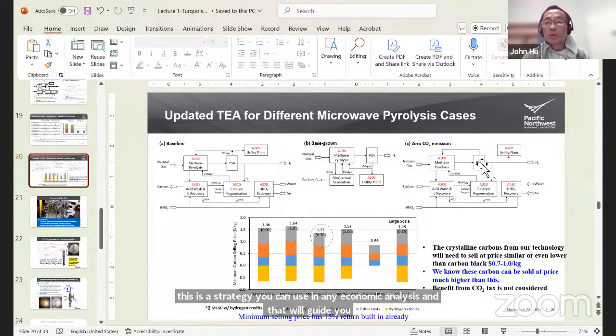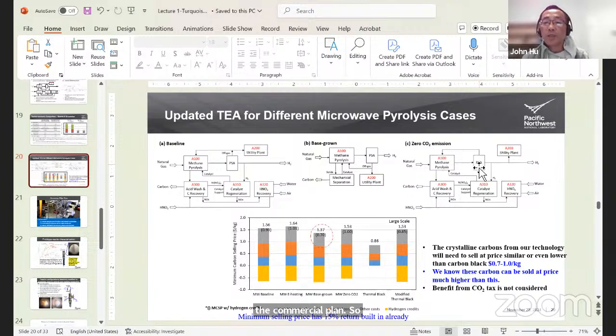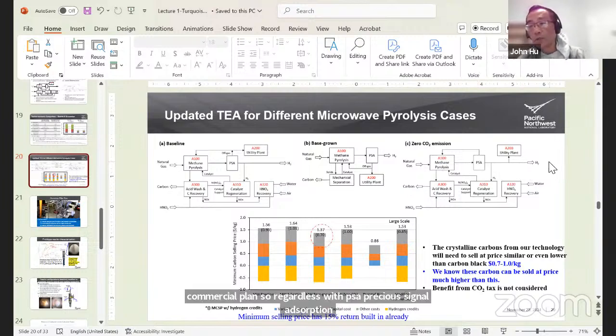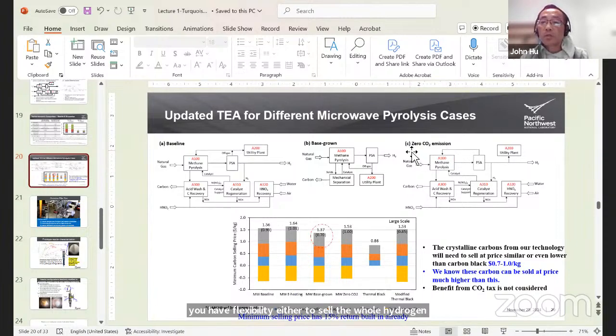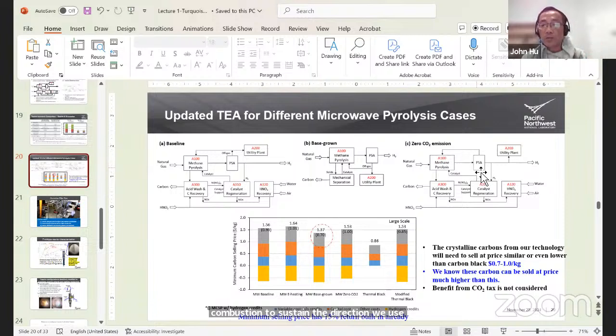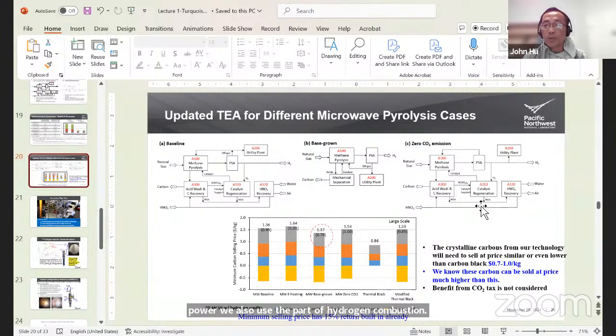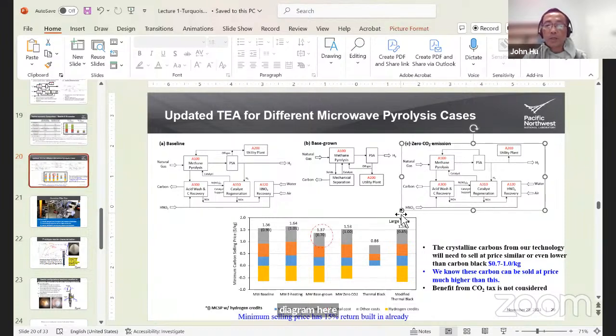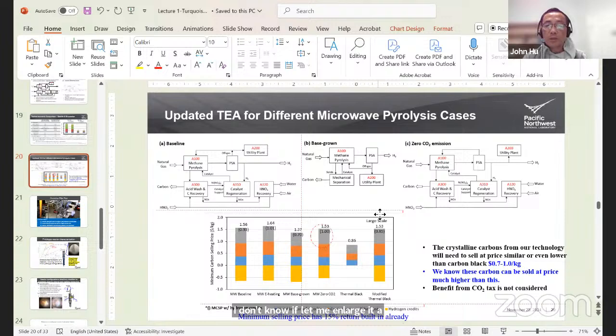Regardless, with the PSA, pressure swing adsorption, you have flexibility either to sell all the hydrogen or to recycle part of the hydrogen. So this is the so-called zero CO2 emission approach. We do not use natural gas combustion to sustain the reaction. We use renewable power, and we also use part of the hydrogen combustion. Do you understand this flow diagram here? Let me enlarge it a little bit so you can see.